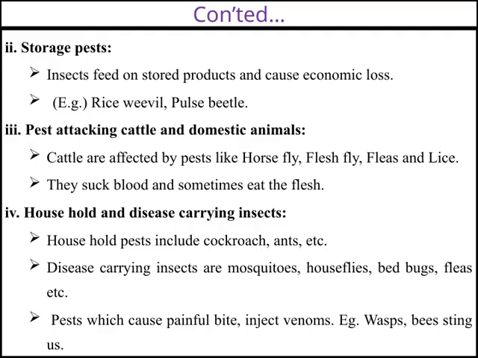Wasps and bees, for example, sting when they feel threatened and can inject venom. This can lead to painful stings and sometimes allergic reactions, so understanding these pests helps us better protect ourselves. By recognizing these different pests and understanding their effects, we can take appropriate steps to manage and prevent their impact in our homes, on our animals, and in our stored products.